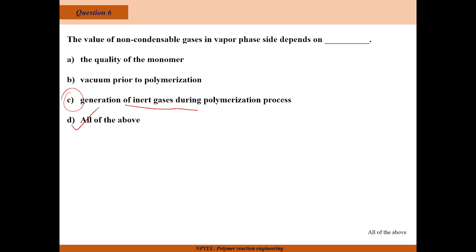But inert gas is generally only used for purging purposes, or for blanketing, in case we need it. It is saying generation of inert gas, and we purge it. So that is the doubt: it says it is generated. Exactly, that is the point.